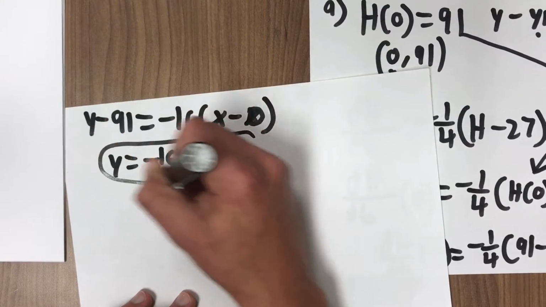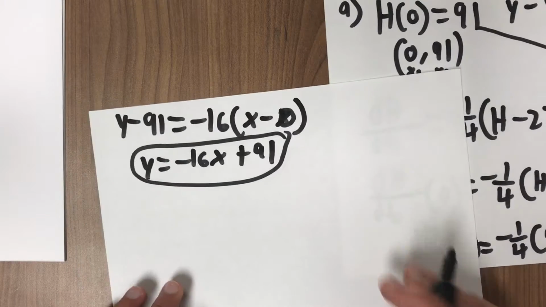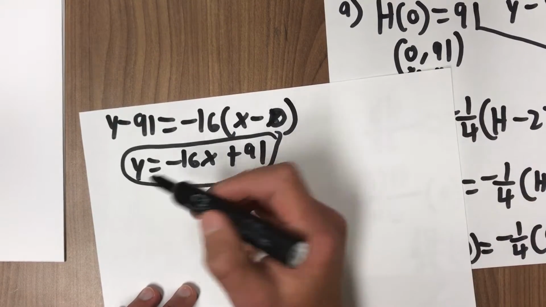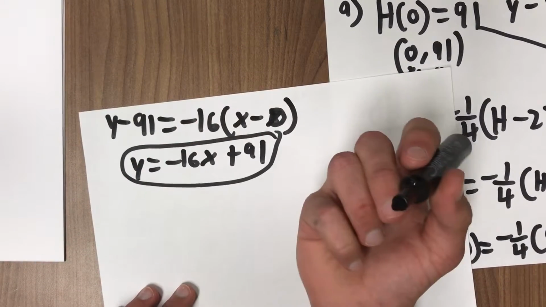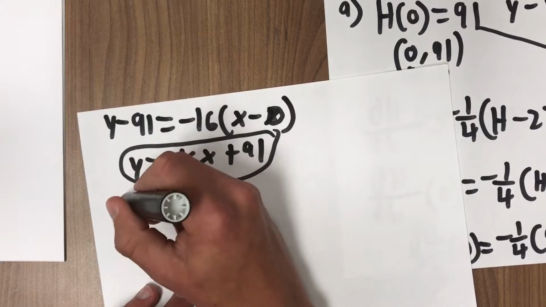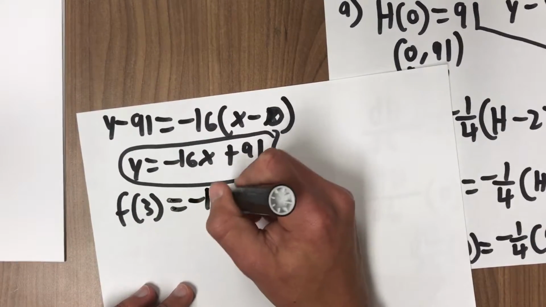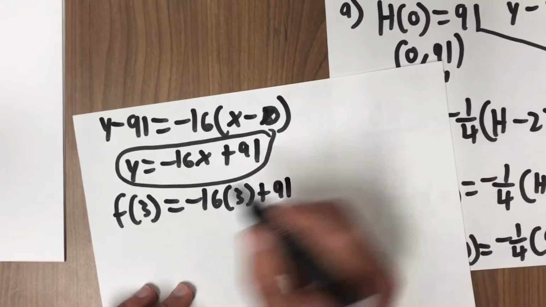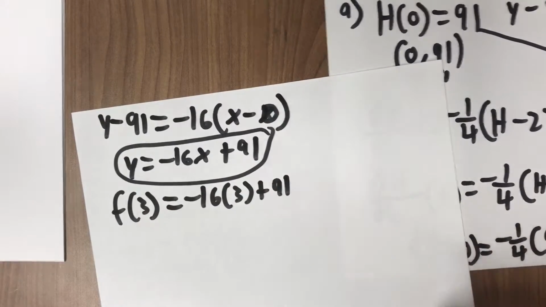Now this is only the first part of the problem. The second part of the problem is asking you to approximate the internal temperature of the potato at time t equals 3. So they're asking you to find basically what y would be when x is equal to 3. Since y and f of x mean the same thing, you're going to find f of 3, which is equal to negative 16 times 3 plus 91. And this is just going to give you the internal temperature at time t equals 3, which you're approximating.